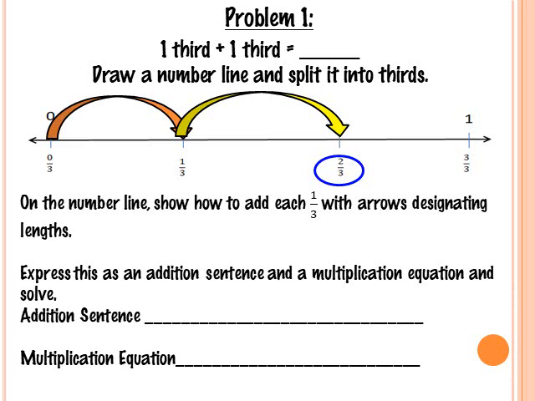Express this as an addition sentence and as a multiplication equation and solve. Our addition sentence is going to be 1/3 plus 1/3 equals 2/3. And our multiplication equation is going to say 1/3 times 2 equals 2/3. Or you can write it opposite and write 2 times 1/3 equals 2/3. Remember, multiplication is commutative property, so you can write it either direction. Let's move on to problem number 2.